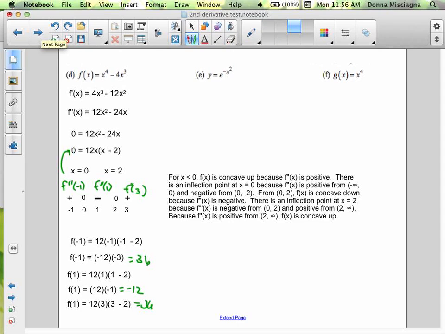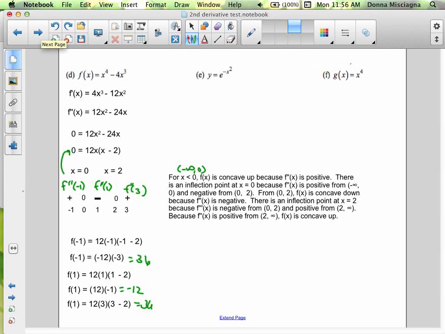And so for x less than 0, f of x is concave up. So I wrote it this way, as long as possible, or I could have just said negative infinity to 0. So I put x less than 0, or I could put negative infinity to 0. Either is fine. F of x is concave up because f double prime of x is positive.